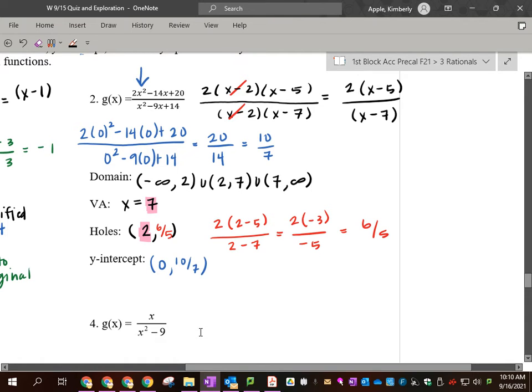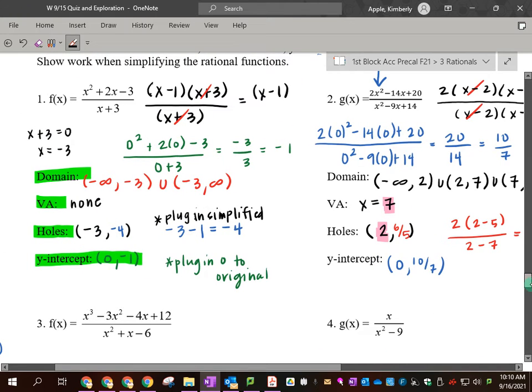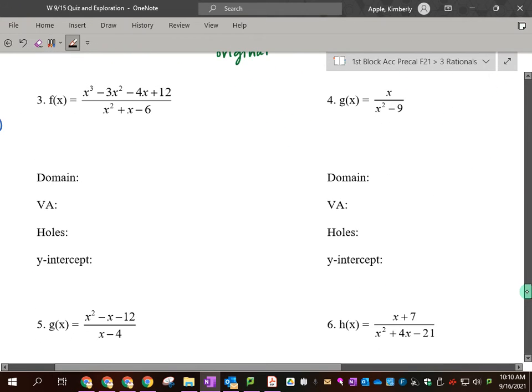Okay, I think I'm going to do 2 more with you. I'm going to do 2 more just to highlight some different things, because sometimes you'll have a hole and sometimes you won't, and sometimes you'll have a vertical asymptote and sometimes you won't. It all just depends on how it works out. Okay, so let's go ahead, y'all. Factor number 3 on the top.